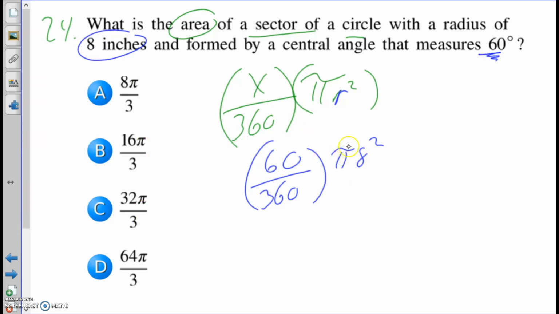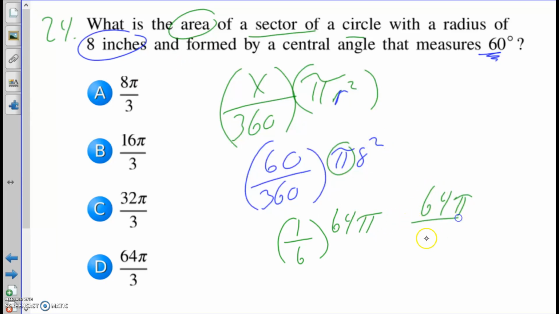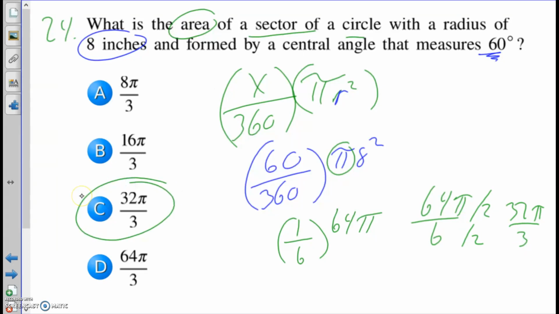It looks like the answer is in terms of pi, so I'm going to leave that alone and just ask, what is 60 out of 360 times 8 squared? You can simplify this if you'd like. It comes out to be a sixth of 64 pi, right? 8 squared is 64. So it's really 64 pi divided by 6, and what does this reduce down to? I could divide both by 2 to get 32 pi over 3, right there. That's our answer for the area of that sector.